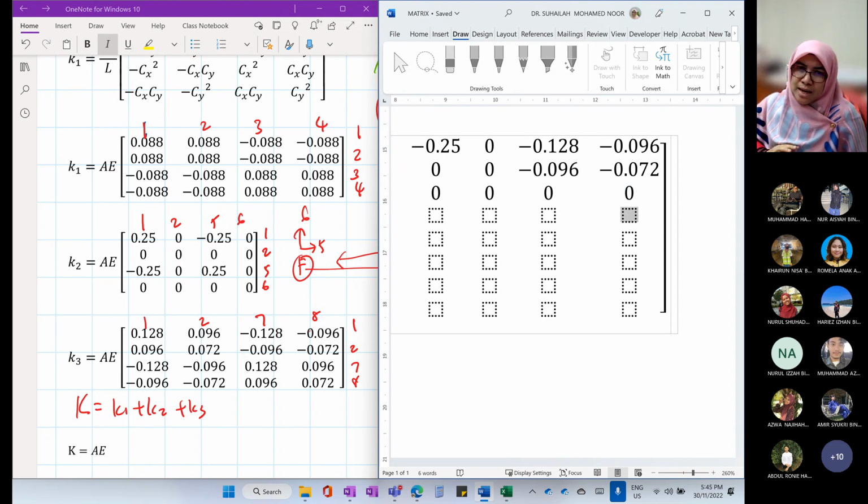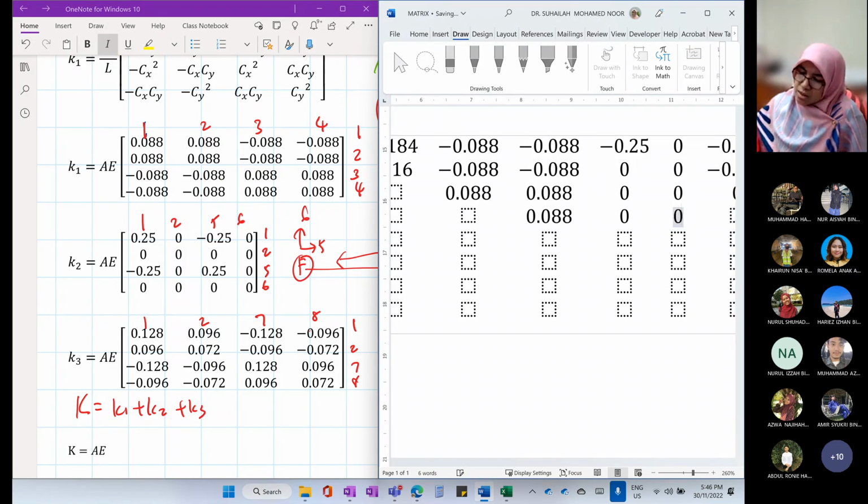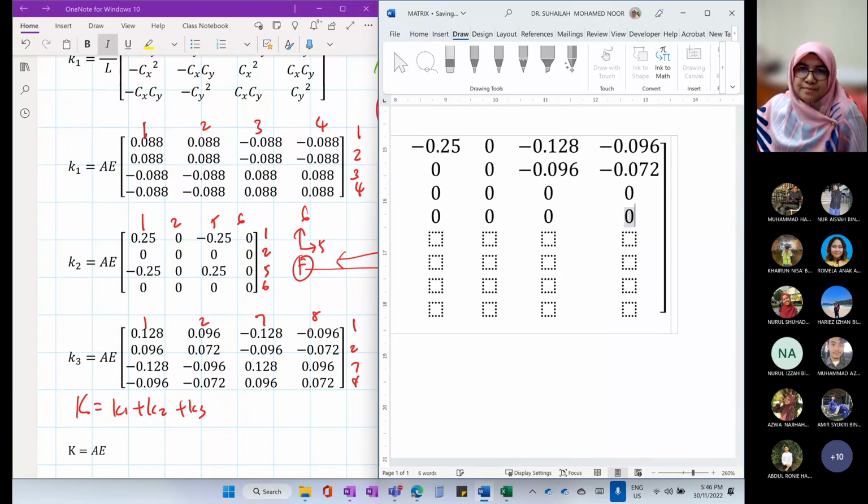Okay, now move to row number 4. Start with 4, 4. What is the value? 0.088. 4, 5, 4, 6, 4, 7, 4, 8. Found? Not found. 0, 0, 0, 0.